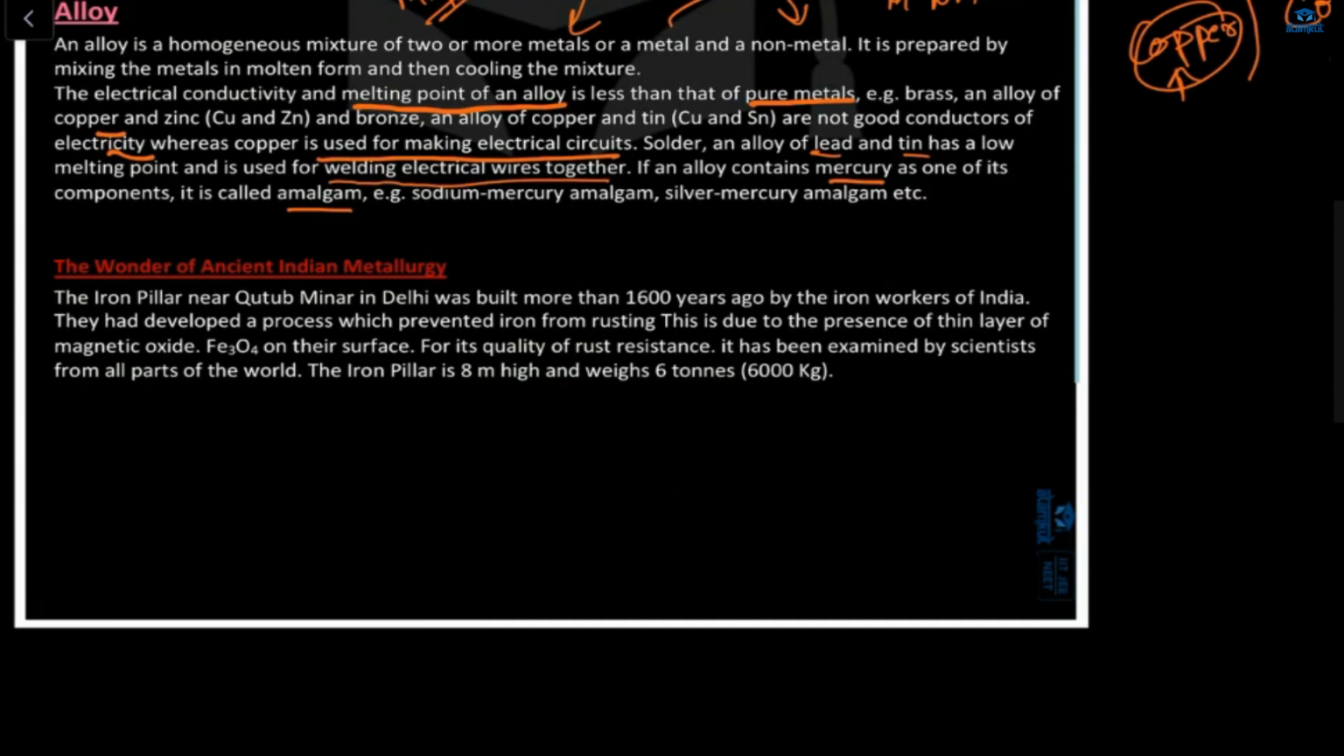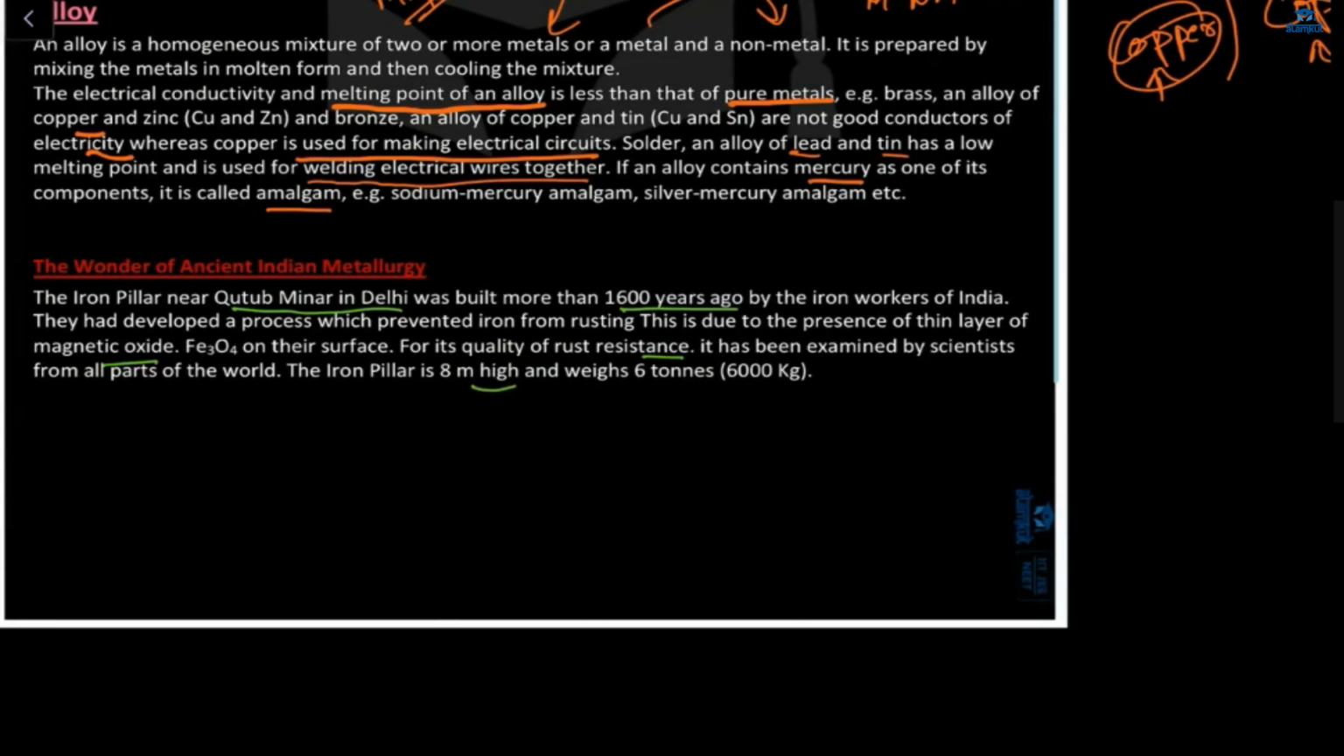The wonder of ancient Indian metallurgy. The iron pillar near Qutub Minar in Delhi was built more than 1600 years ago by the iron workers of India. They had developed a process which prevented the iron from rusting. This is due to the presence of a thin layer of magnetic oxide, which is Fe3O4, on its surface. For its quality of rust resistance, it has been examined by scientists from all parts of the world. The iron pillar is 8 meters high and weighs 6 tons.